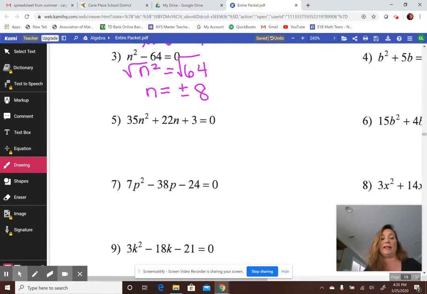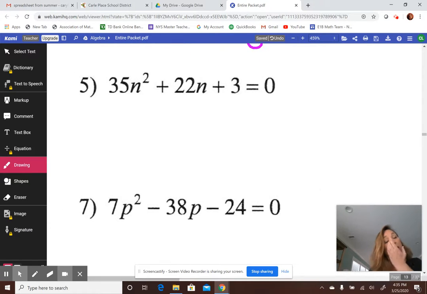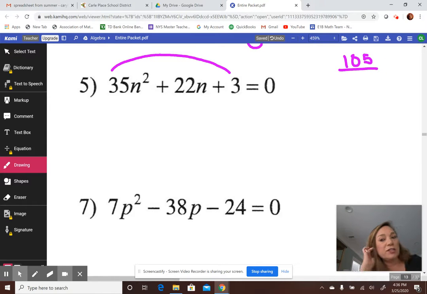Okay, number 5, I'm going to need a little more room, so I'm going to stretch this out a little bit. All right, so this is not going to be divisible by 35, so I'm going to have to stretch this to find the factors. 3 times 35 is 105. Okay, so 105, and I'm trying to get a 22. I'm going to get my calculator because I'm not really sure of all the factors of 105. So 105 divided by x will give me a little bit of help.